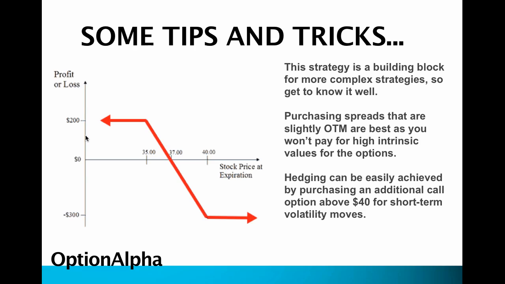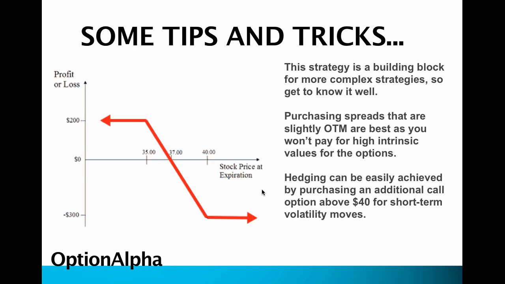So some tips and tricks with this bear put spread. The strategy is really a basic building block for more complex strategies, like the put back spreads and call back spreads. This is something that you really need to understand and master, how just two options can create different types of profit loss diagrams. Again, remember, purchasing spreads that are slightly out of the money are best. That way you don't pay the high intrinsic value for the options. So if the stock is trading at 37, you could even move the strikes out to 35 and 30, purchasing those options that are slightly out of the money.